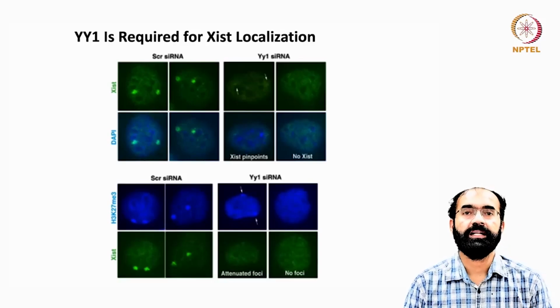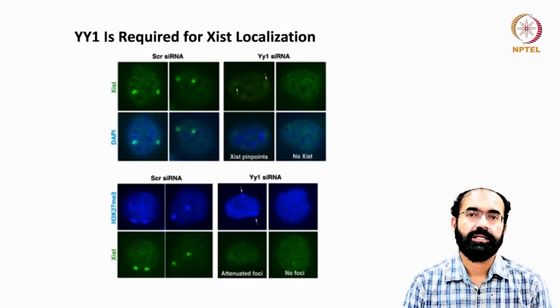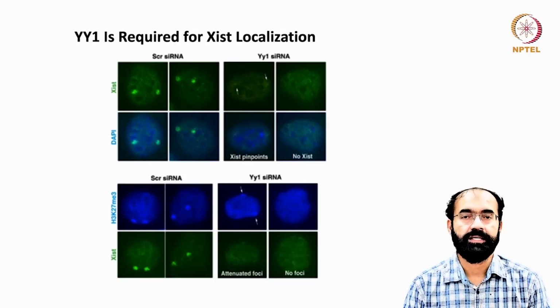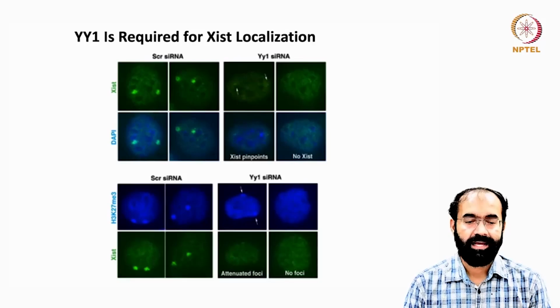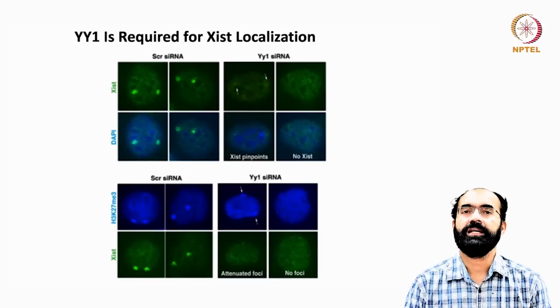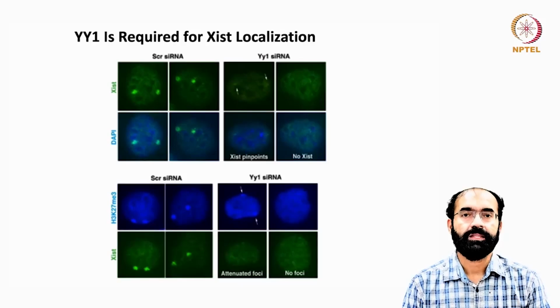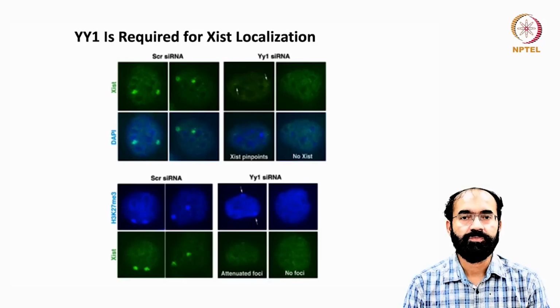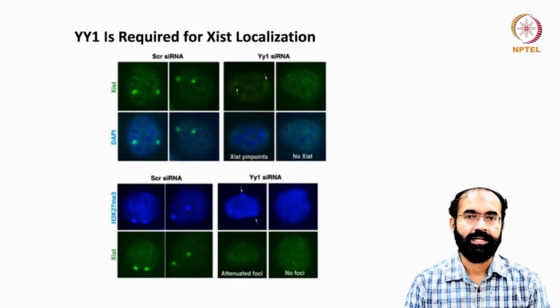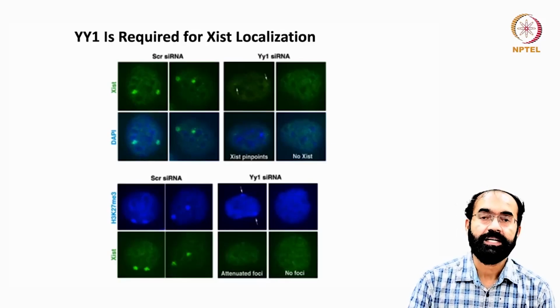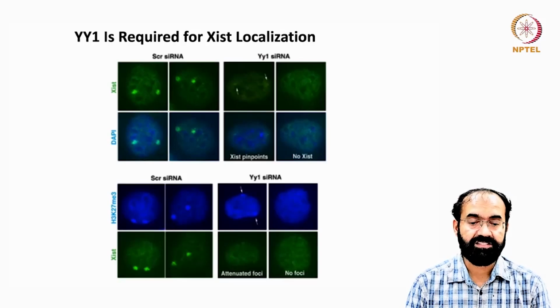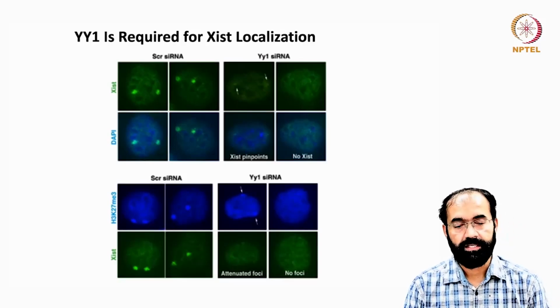So in the previous class we were discussing the role played by a protein YY1, also called yin yang 1. This protein helps in tethering the Xist onto the chromosome, the place where it is being produced. If you use YY1 siRNA to block its translation, then Xist will not be able to localize onto the corresponding chromosome.